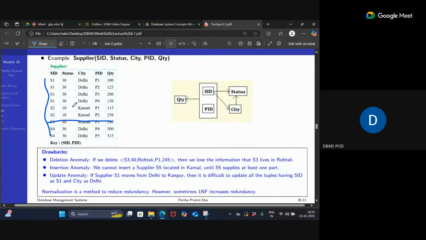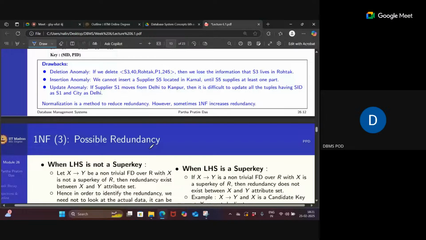Deletion: if any record is deleted, then we will lose complete information of that particular supplier. Insertion: whenever we try to insert a supplier, the supplier must have supplied some part. If he has not supplied any part, then we cannot insert that supplier information. And if we have to update any supplier information, then we have to update in all the places where that particular supplier ID is there. So this kind of anomaly is there, and there is redundancy also in 1NF.